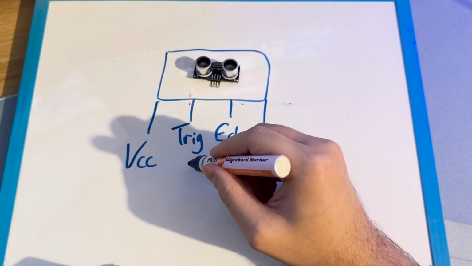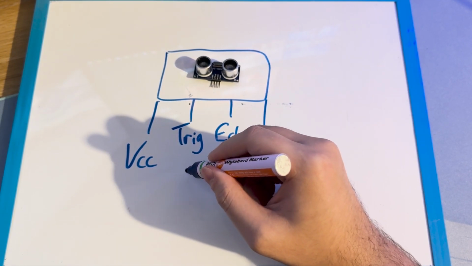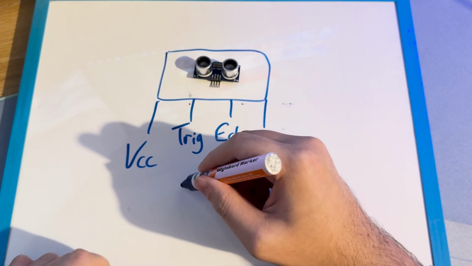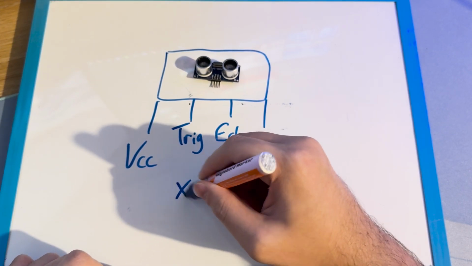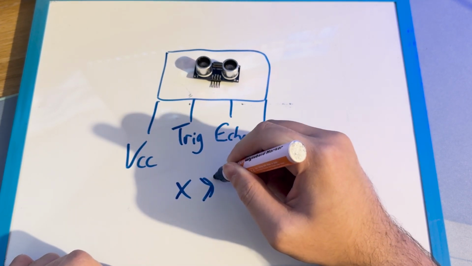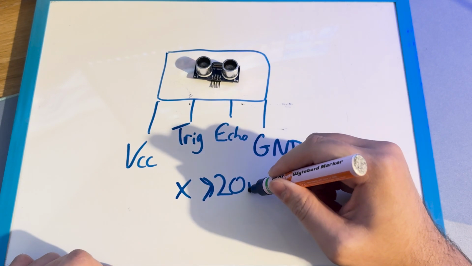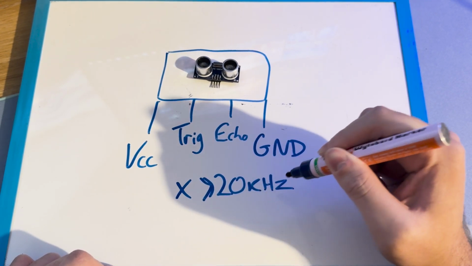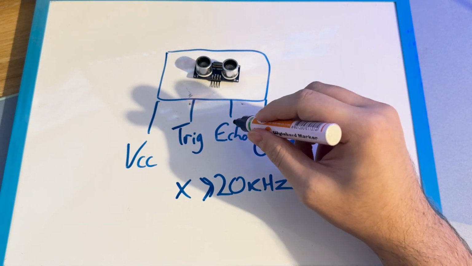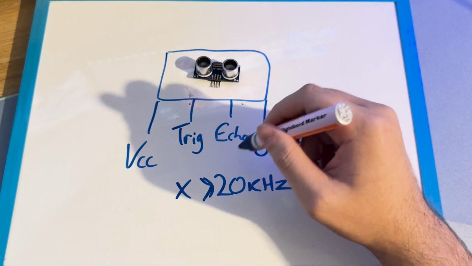What trig does is send a pulse in the form of ultrasonic sound. So say this sound would be greater than 20 kilohertz, which is beyond the audible range for humans. And echo is the receiver of that ultrasonic sound, essentially.